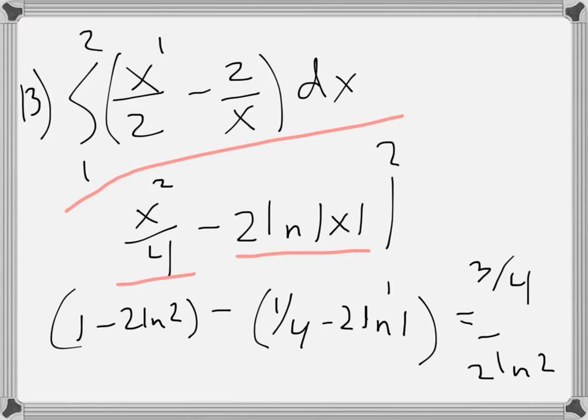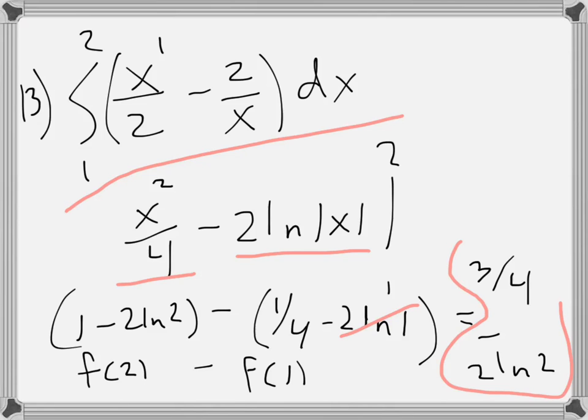So now I plug in 2 and I plug in 1. You want to make sure that if you plug in 2, so here I have f of 2, subtract all of plugging in 1. So use parentheses there just in case. Here I get 1 minus ln 2, and then when I subtract I get a fourth minus 2 ln 1. Now, ln of 1 is 0, so I don't really need that. So it's 1 minus a fourth, which is 3/4, and then minus ln 2. So this is our exact answer right here.